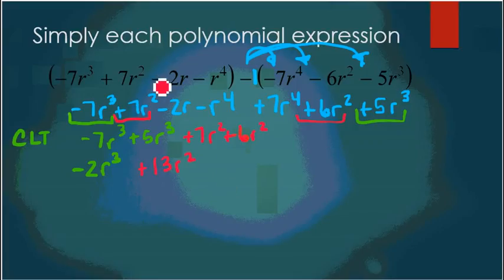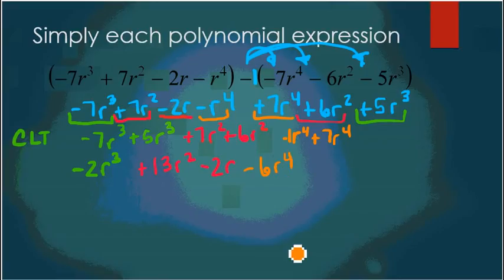All right, now I have minus 2r here. Is there another just r term? Nope. So I have minus 2r. Now let's check for r to the fourth. Yep, right there. So we take negative r to the fourth plus 7r to the fourth. That's a negative 1 plus 7 is a negative 6r to the fourth.